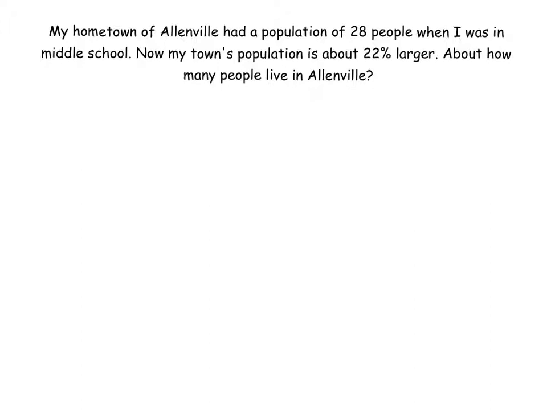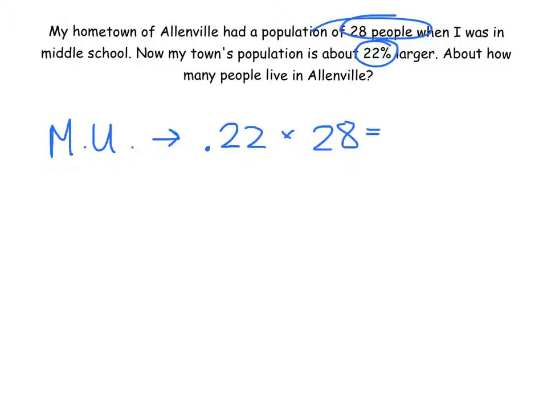Our next markup problem says that my hometown of Allenville had a population of 28 people when I was in middle school. Now my town's population is about 22% larger. About how many people live in Allenville? And so once again, a markup problem. Start with our markup. Markup, the percentage increase as a decimal. 0.22 times initial amount of 28 people. And that gives us 6.16. So that's our markup amount.